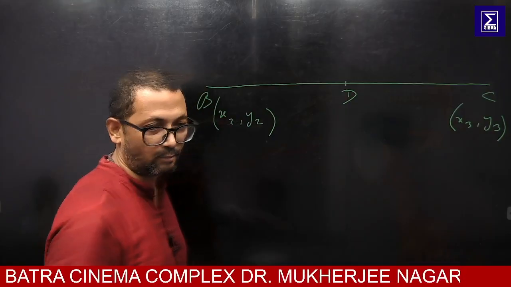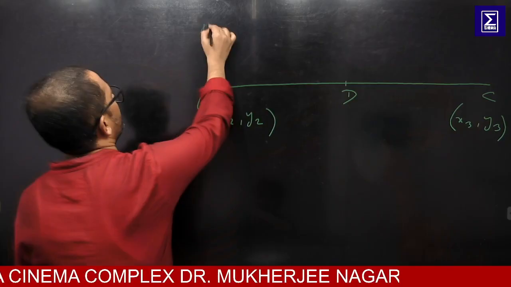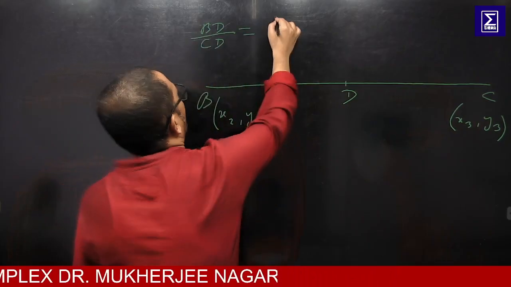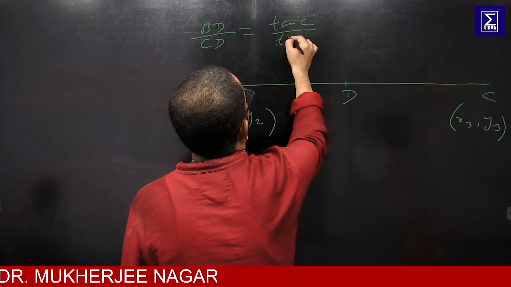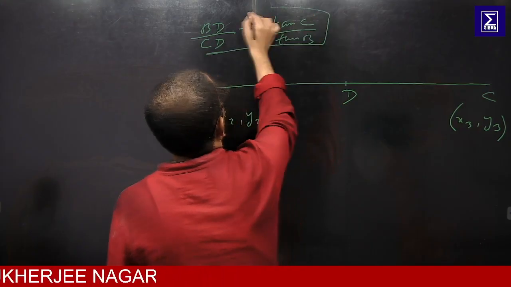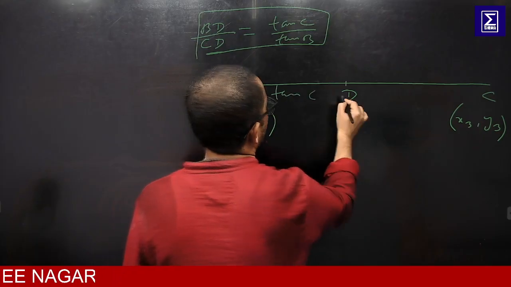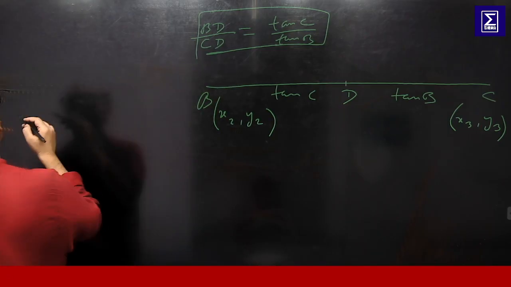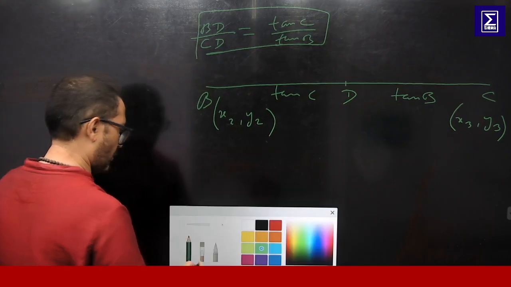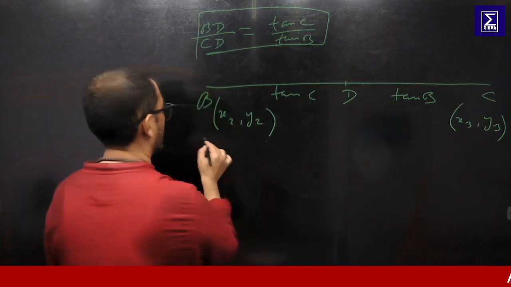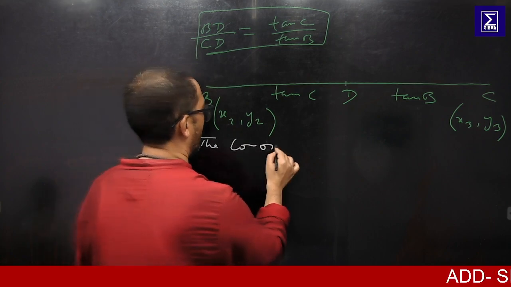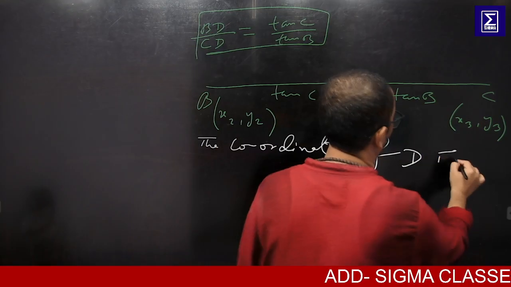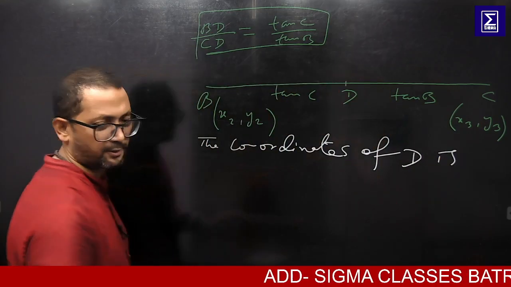We have to find the coordinate of D. We got the relation here just now, BD upon CD or DC is equal to what? Tan C upon tan B. Yes or no? So this is tan C and this is tan B. So what would be the coordinates of D?